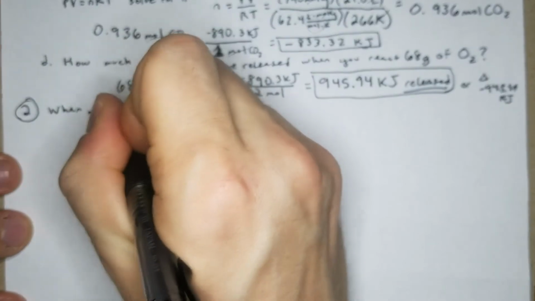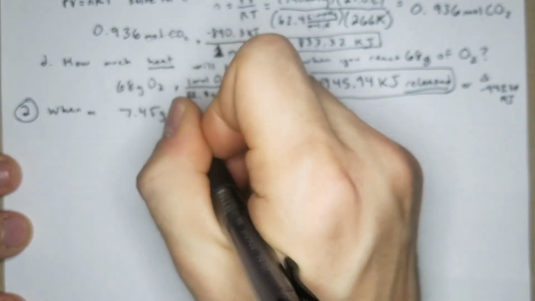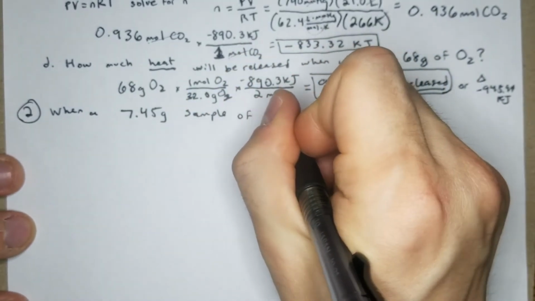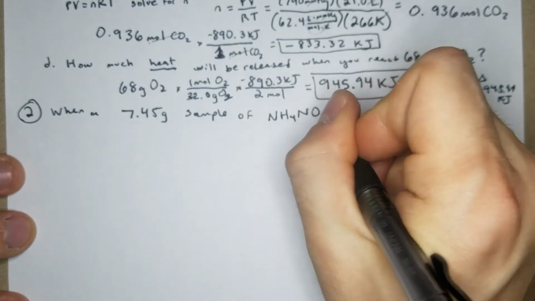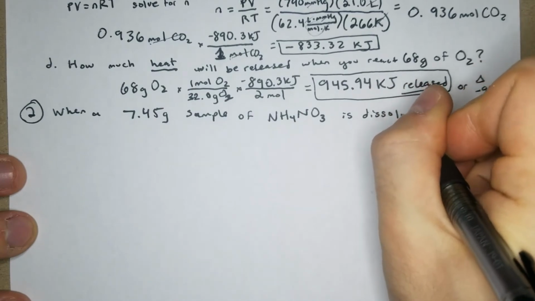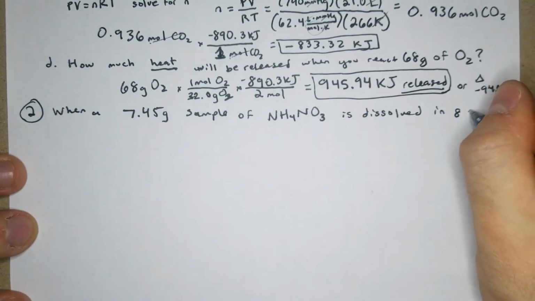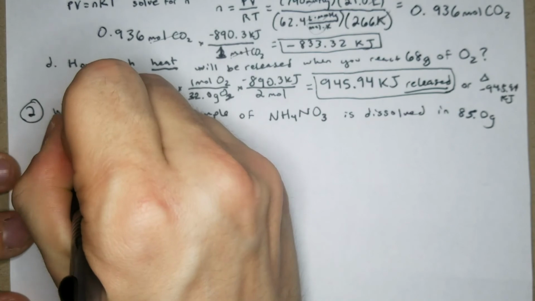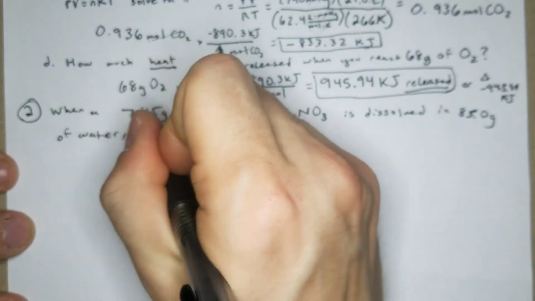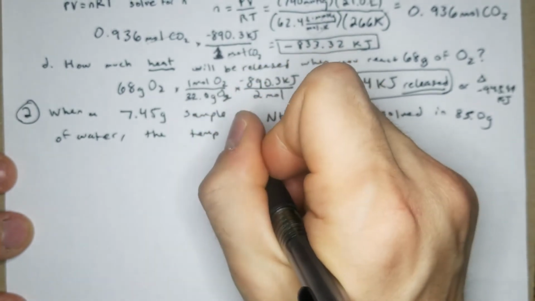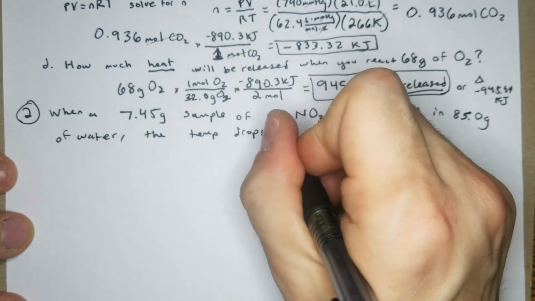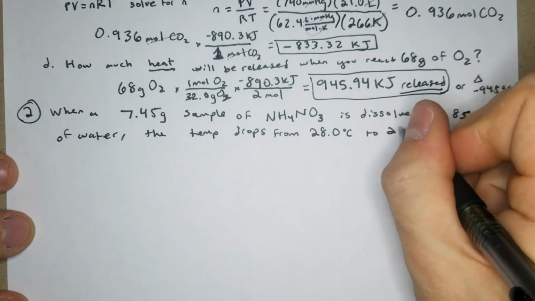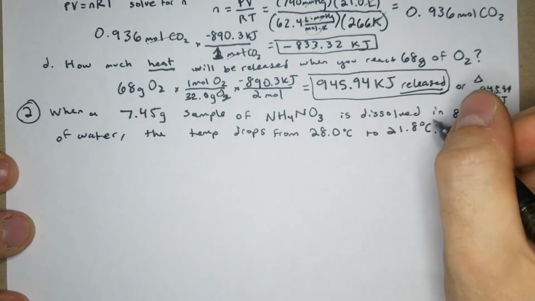So we'll say when a 7.45 gram sample of NH4NO3 is dissolved in, let's see, I'll do 850 grams of water. The temperature drops from 28.0 degrees Celsius to 21.8 degrees Celsius, so not too big of a change.